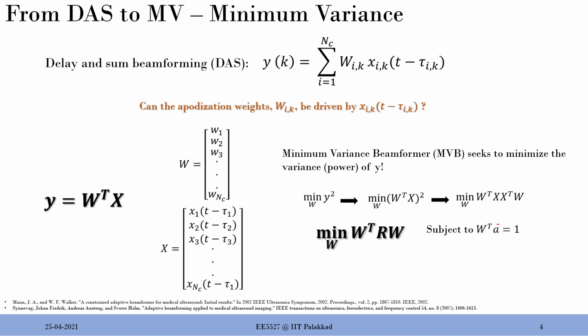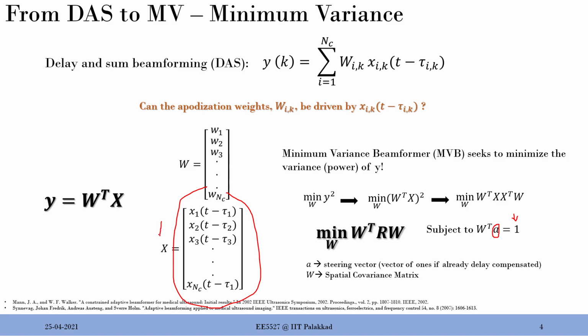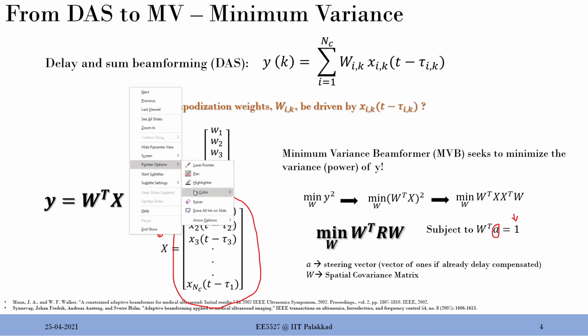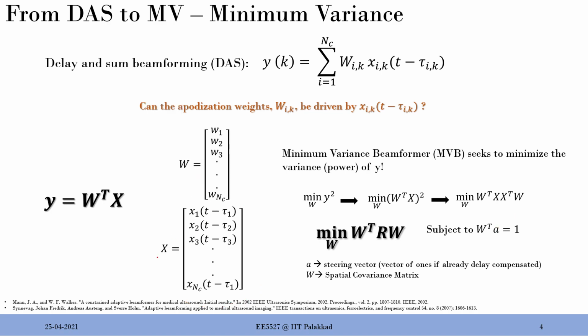This is exactly what the condition is: W transpose A, where there is a vector A, and that total thing should be 1. This A is known as the steering vector. Steering vector means you are reconstructing a pixel, so you have to ensure that you estimate the signal component corresponding to the delay to that pixel. We are already doing that in this step, right? So X in our case is already delay compensated, or receive focused, signal. I hope you understand what I'm saying.